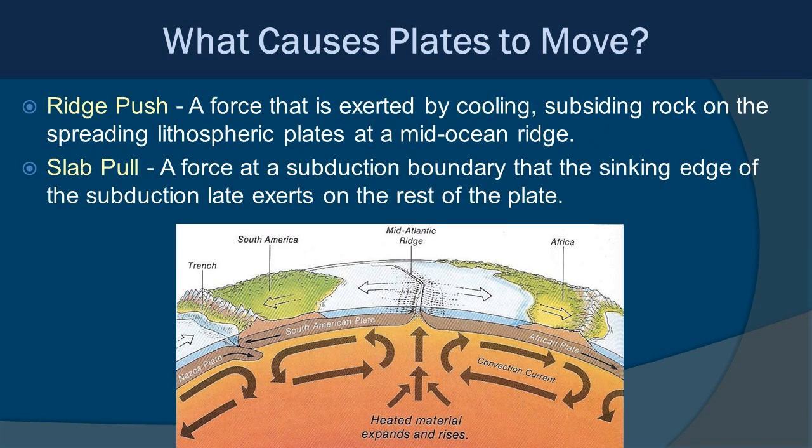There's also what we call ridge push. This happens at mid-ocean ridges as the mountain ranges build up on either side of the divergent boundary. The weight of them is pushing down on the lithosphere, and that causes a force. We also have slab pull. As a piece of the lithospheric plate is subducting under another, there is a suction force that pulls it along.